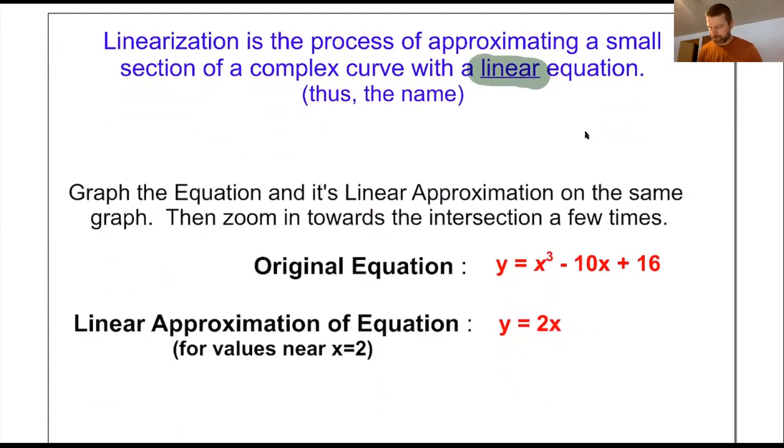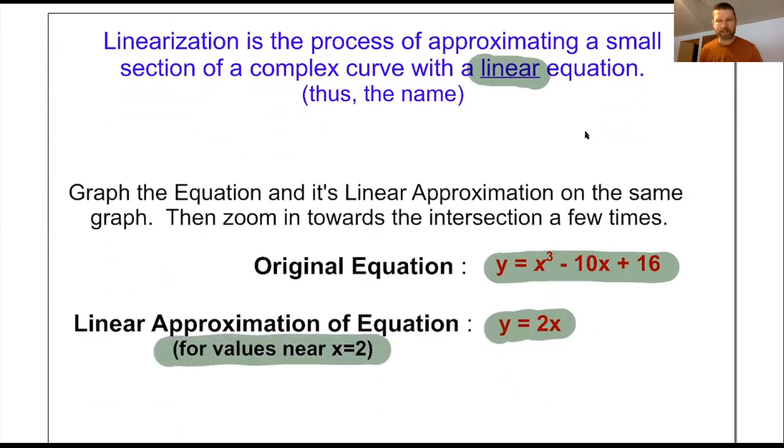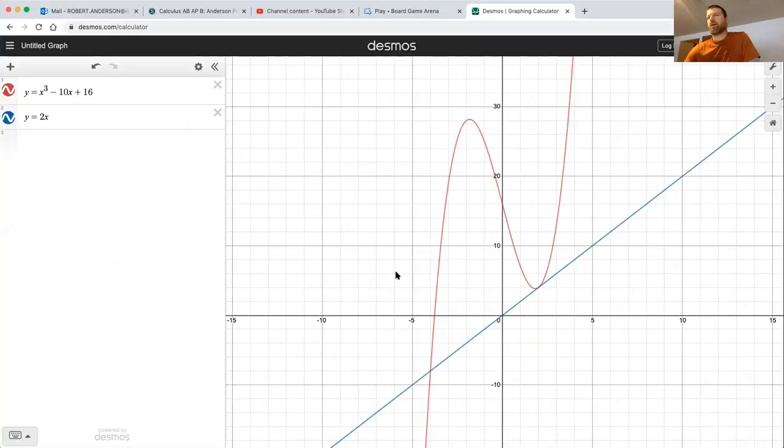So here's an example. I've got the equation x cubed minus 10x plus 16, and it has a linear approximation of y equals 2x for any values near x equals 2. We're going to graph these and take a look at what it means to be a linearization of a problem or a linear approximation. Okay, so here's our original x cubed equation, and here's our linear approximation.